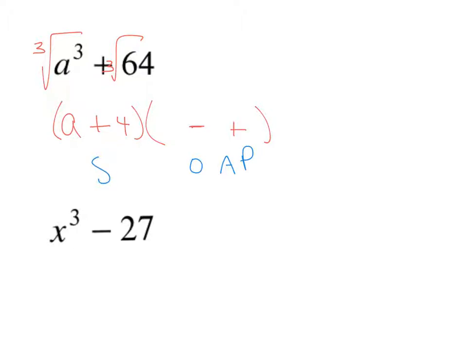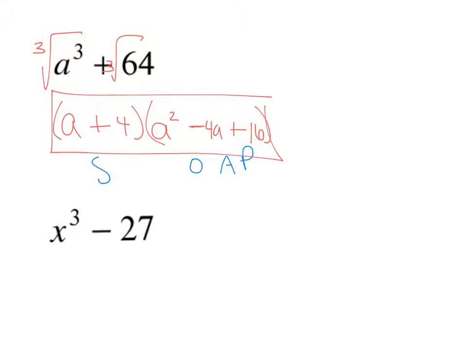To get my first term here, all I'm going to do is square this term. So I square that, and I end up getting A squared. To get my last term here, all I do is square that to get 16. And to get my middle term, what I do is multiply 4 and A. So I end up getting 4A. And that's how you factor it.